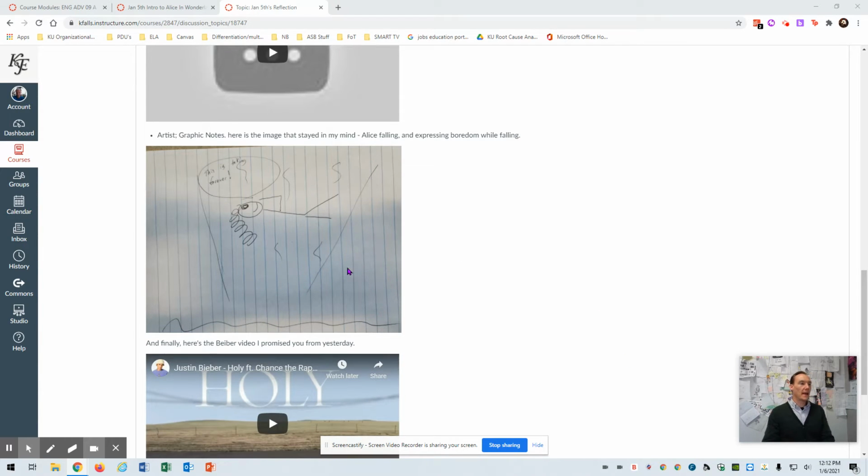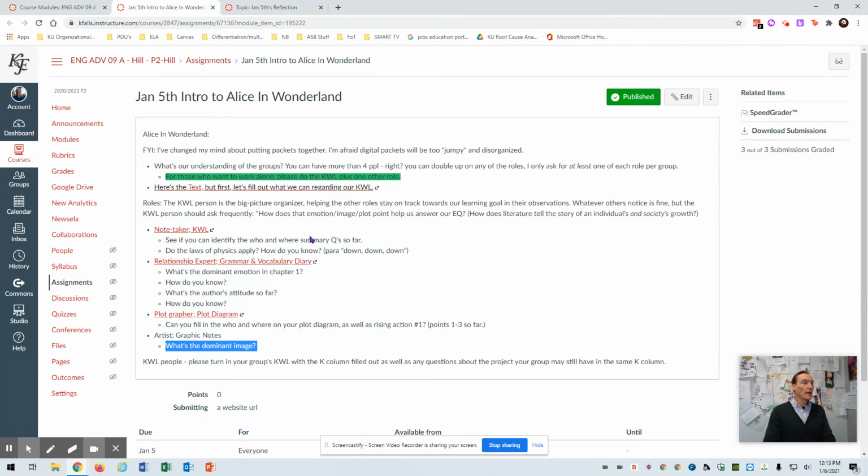I've put a model up now of my expectations for your artwork to try to help guide you. Yesterday, in our intro to Alice in Wonderland, we read the first chapter, and my directions were this: what's the dominant image of chapter one?